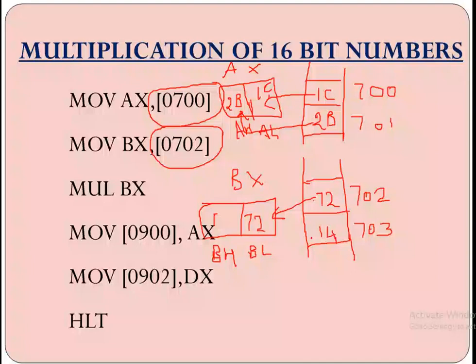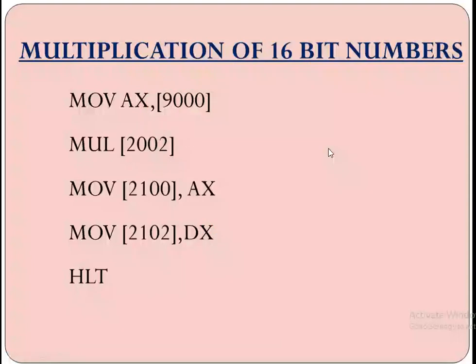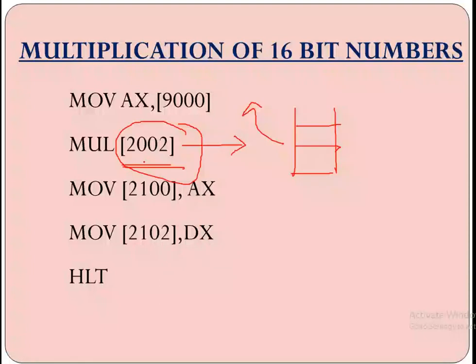So this is another way. Instead of taking BX directly, I can also take a memory location. From this memory location I can take 2 data and directly multiply with AX. You know MUL, and the content will always be multiplied with AX by default, and the answer will be stored in AX. Like this, without specifying the BX register, I can write the program. This is another way of writing the program.